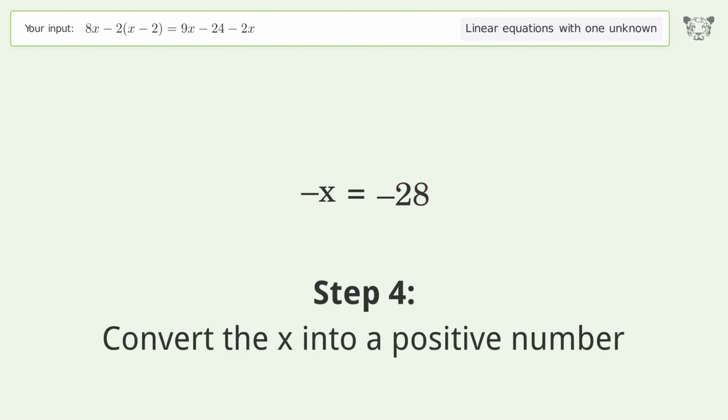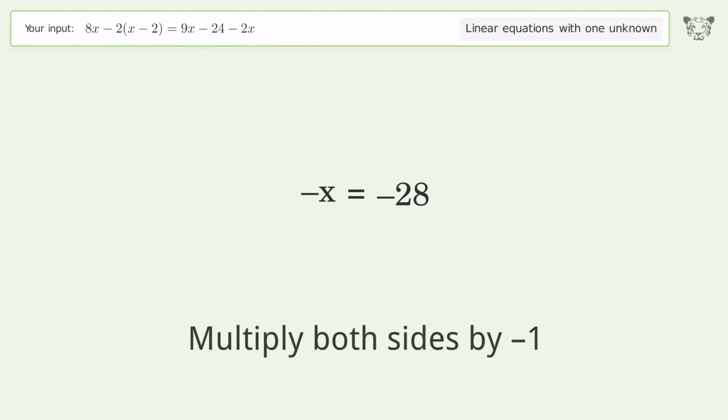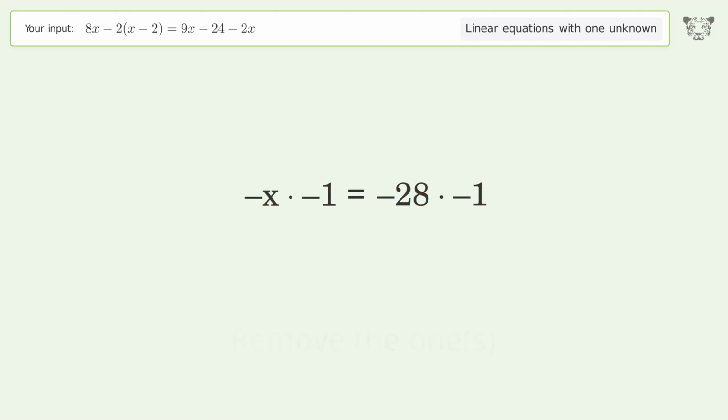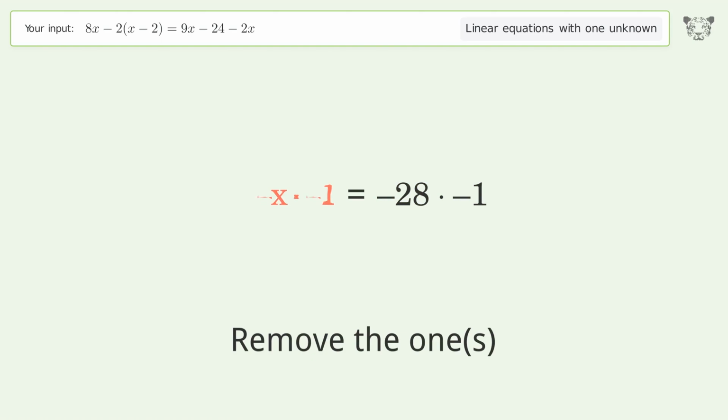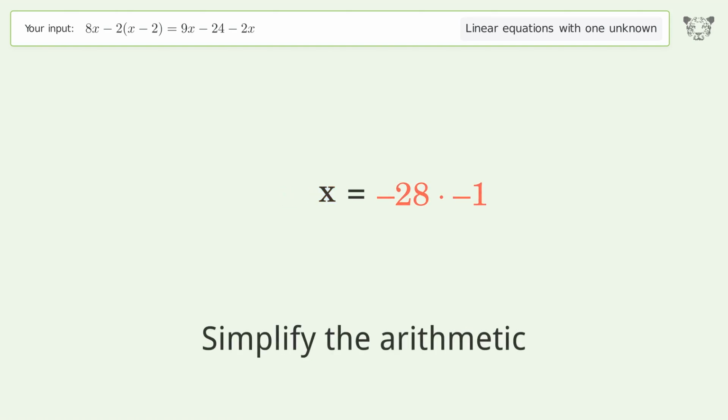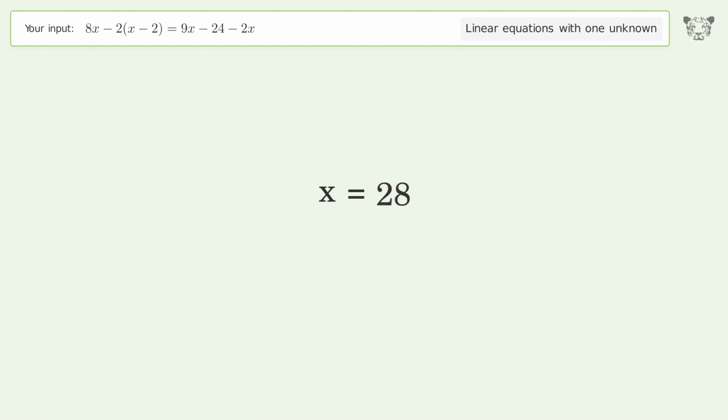Convert the x into a positive number. Multiply both sides by -1. Remove the ones. Simplify the arithmetic. And so the final result is x equals 28.